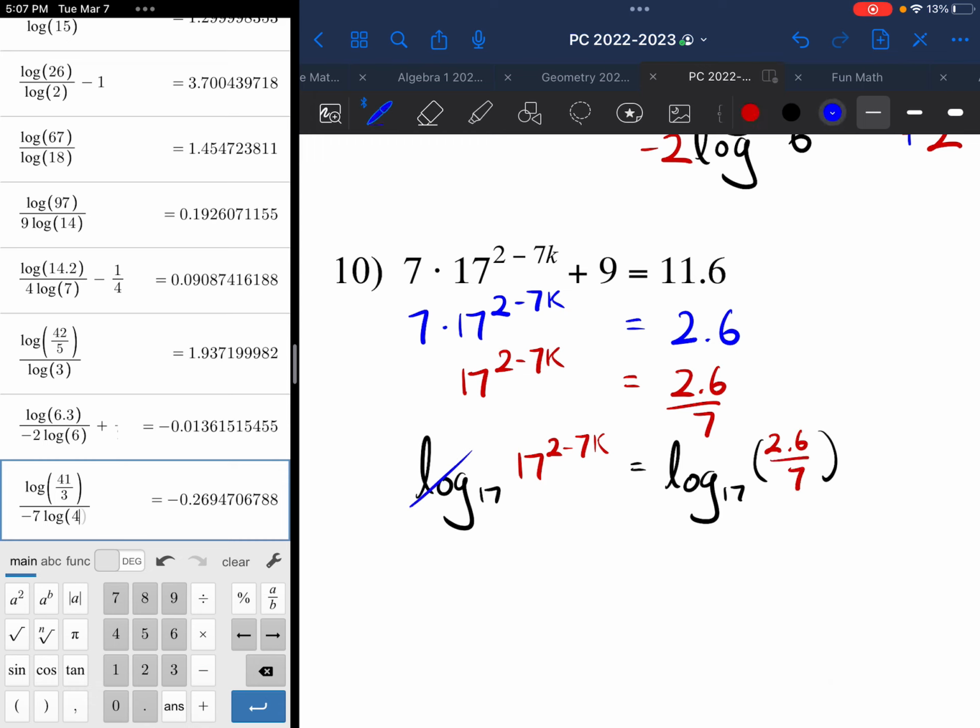All right. Who cancels out? You cancel out, you cancel out, you cancel out. Everyone cancels out except for 2 minus 7k. And on the right side, let's do a change of base formula. So we get a log base 10 of 2.6 over 7, and that's all divided by log of the base, which used to be a 17.